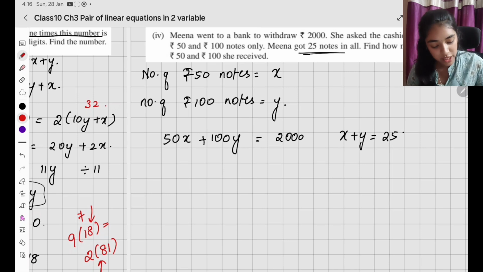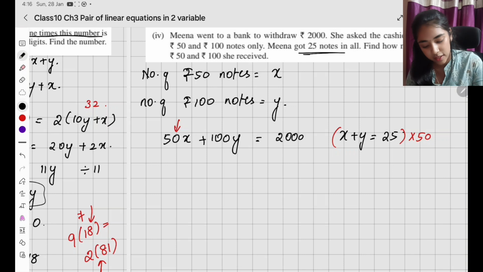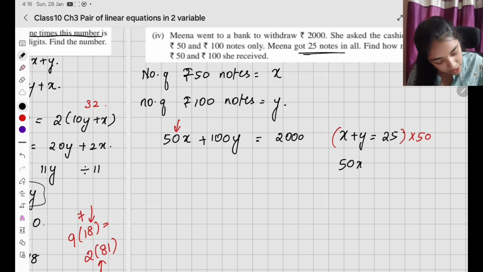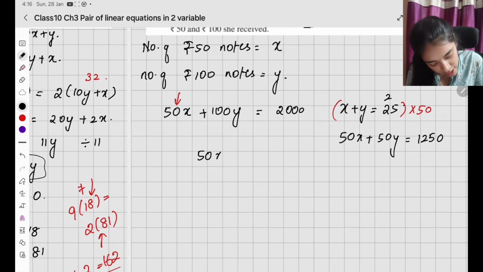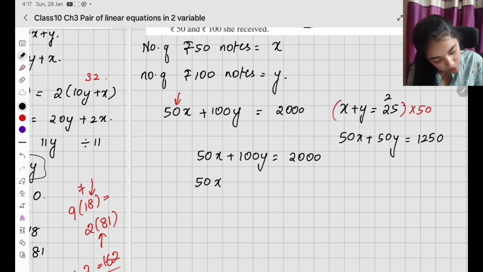I'm going to do elimination இல்லையா? So I'm going to multiply the whole equation by 50. ஏன்னா இங்கேயும் 50 இருக்கு. So what happens? This becomes 50x plus 50y equals 25 into 50. 5 5s are 25, 2 5 2s are 10, 11, 12. And don't forget the 0. Okay. இப்போ eliminate பண்ணா 50x plus 100y equals 2000. இந்த மாதிரி பெரிய பெரிய நம்பர்ஸ்க்குலாம் you will see that elimination method is very easy.